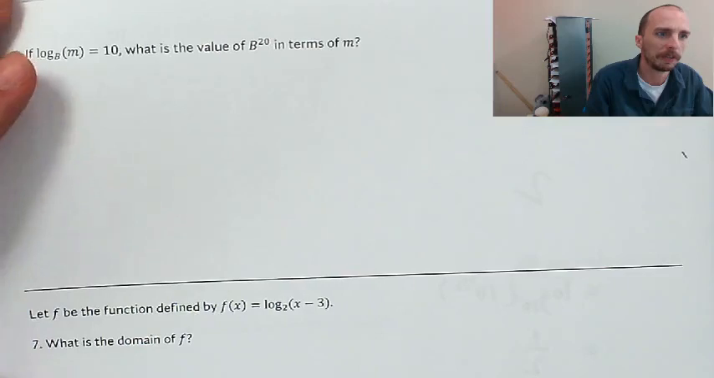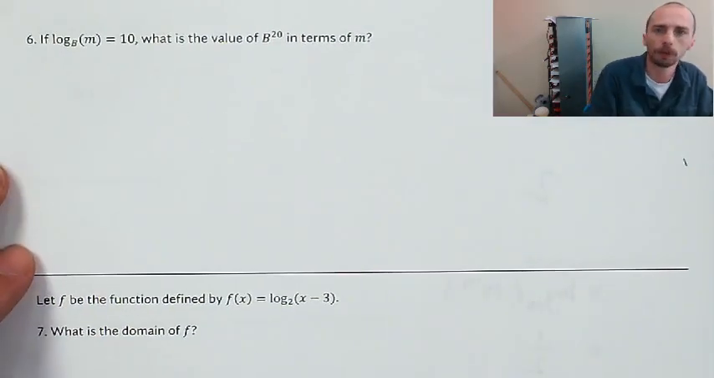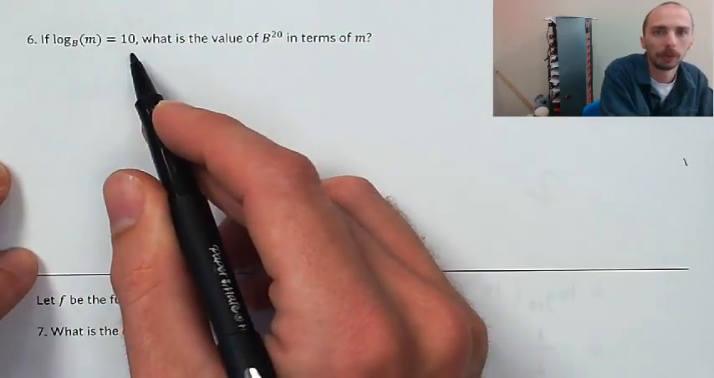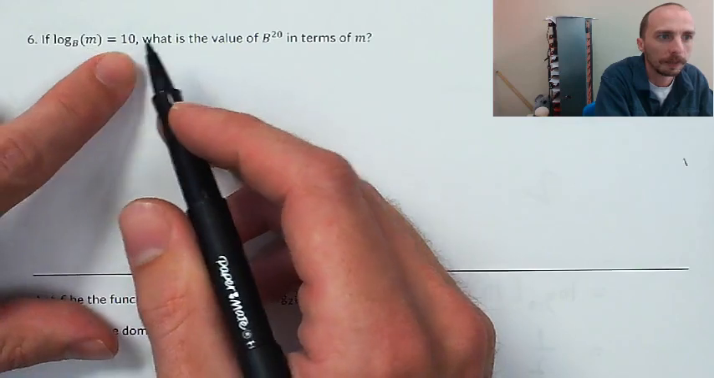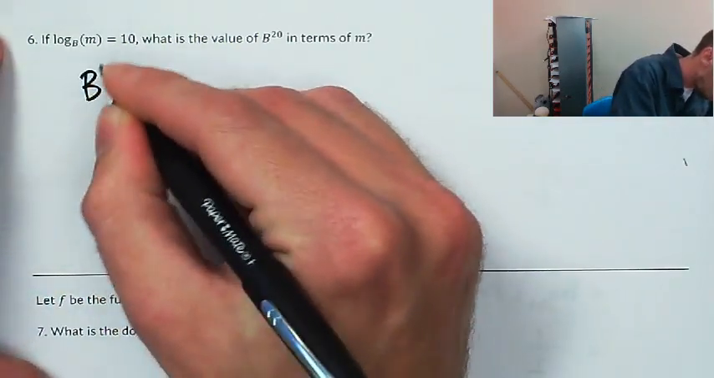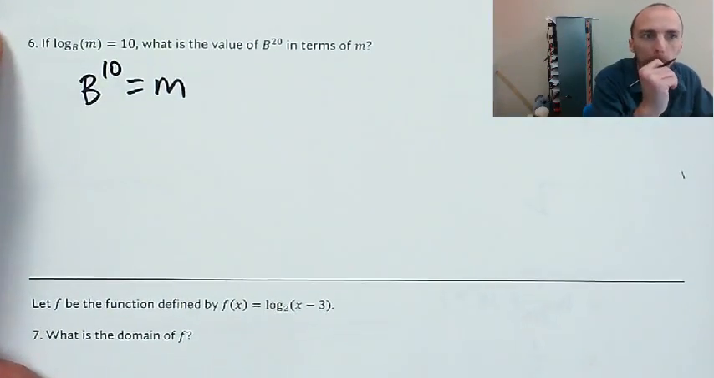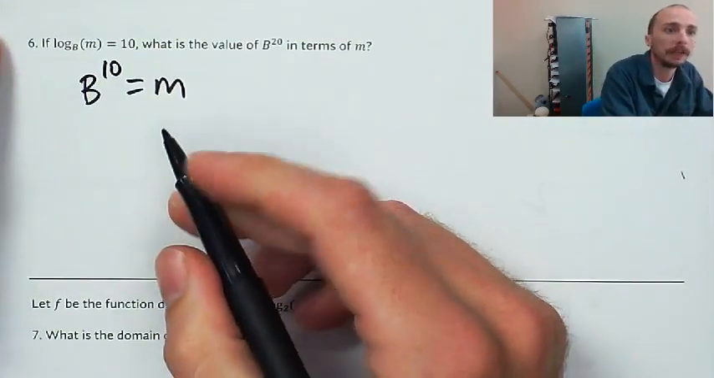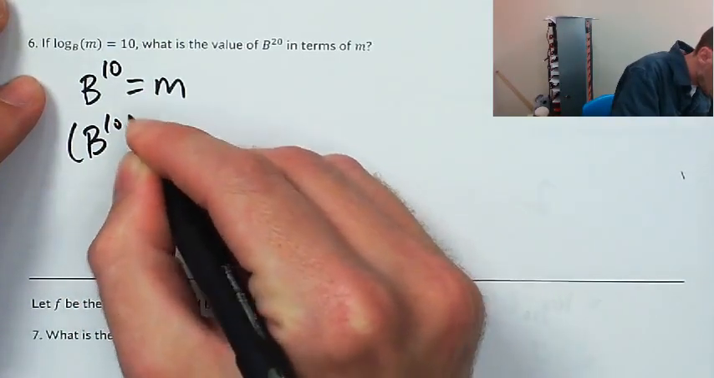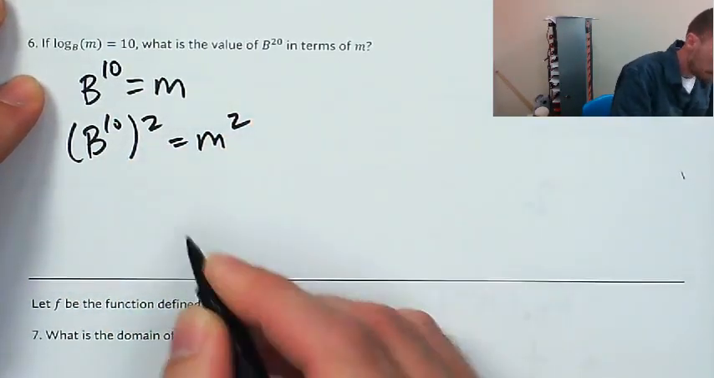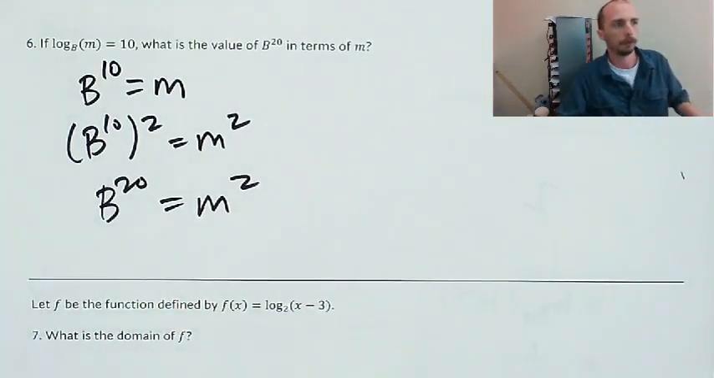All right, so if log base b of m is equal to 10, what's b to the 20 in terms of m? Well, I think first we're going to need to turn this into an exponential relationship. This just means that the exponent I put on b to get m is 10. That just means that exponential equation. And then if I want b to the 20, I'm going to need to square both sides of this equation. Okay, and so b to the 20 equals m to the 2.